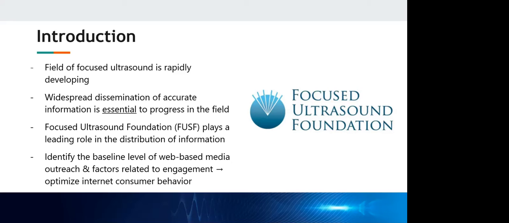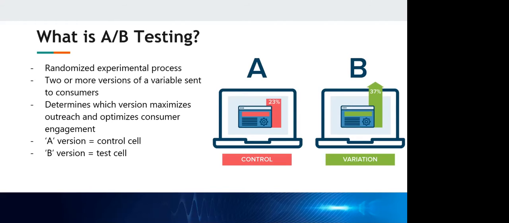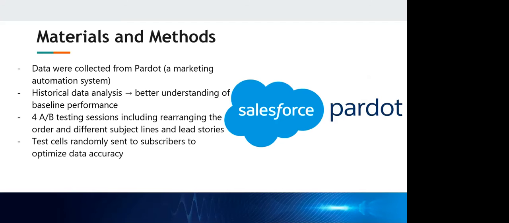The intent of our project was to identify the baseline level of web-based media performance and factors and methods related to engagement to optimize internet consumer behavior. So what is A/B testing? A/B testing is a randomized experimental process that involves two or more variables and determines which version maximizes performance. Typically the A version is the control and the B version is the test.